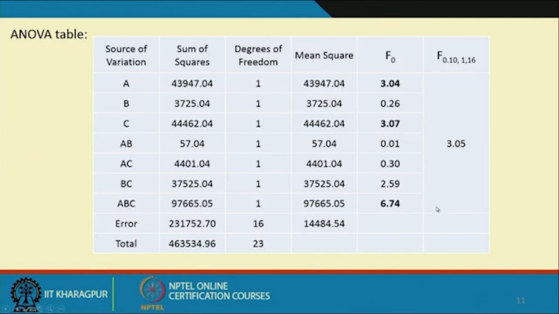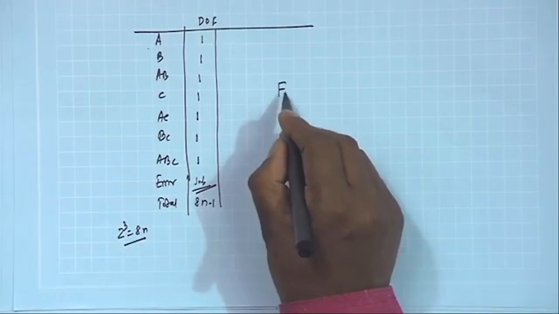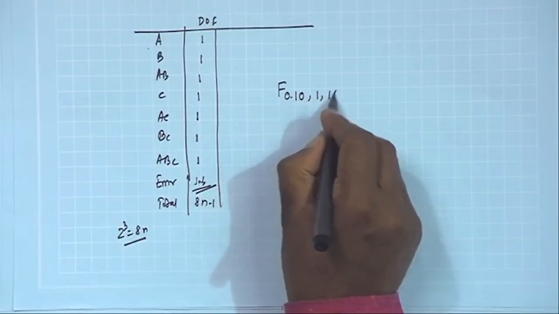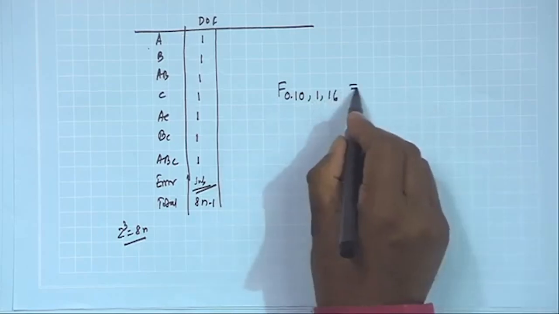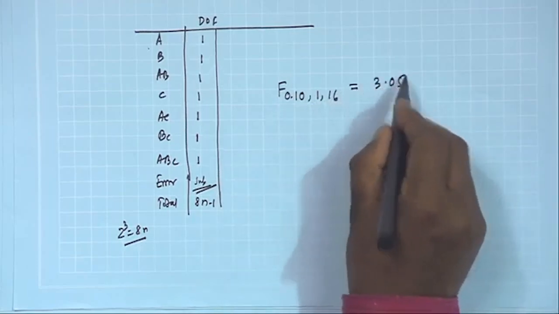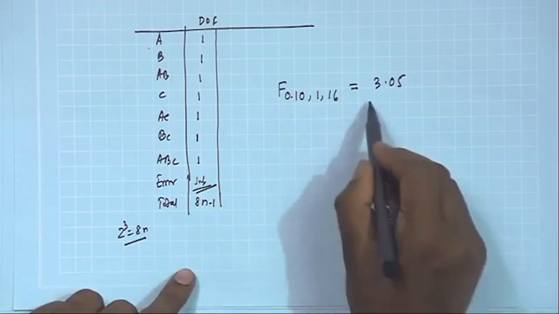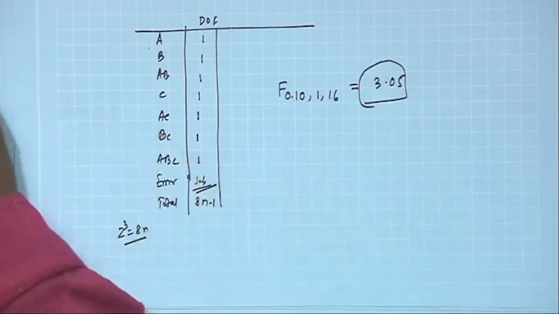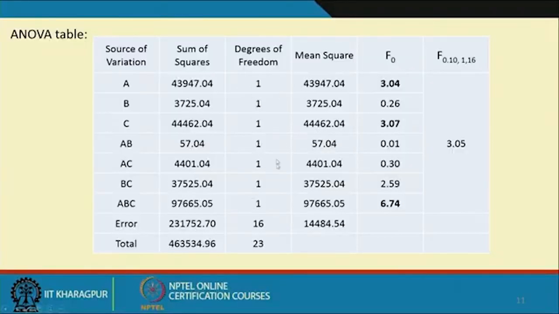In the same manner you see. Now, what happened, you see the table, we have considered an alpha value of 0.10 and 1, 16. So, this value is 3.05. Interestingly, this is the value which will be compared for all the tabulated F0, because all the model parameters have 1 degree of freedom and all model parameters are compared with error with 16 degrees of freedom here.